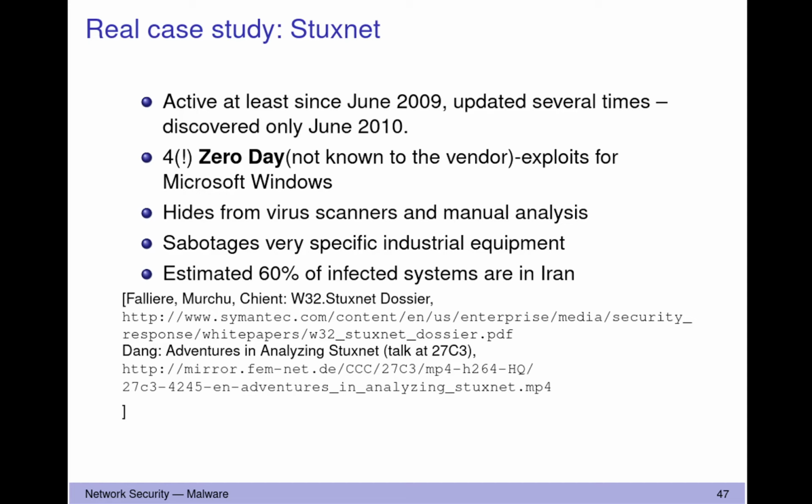And it sabotaged only very specific industrial equipment in Iran. As was said, it came in somehow over a USB stick and tried to affect specific pumps, I think, that were needed for uranium concentration to prepare some kind of atomic activities in Iran. We will come to that.